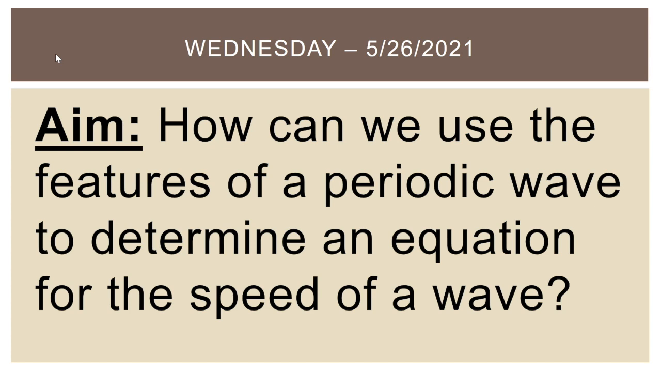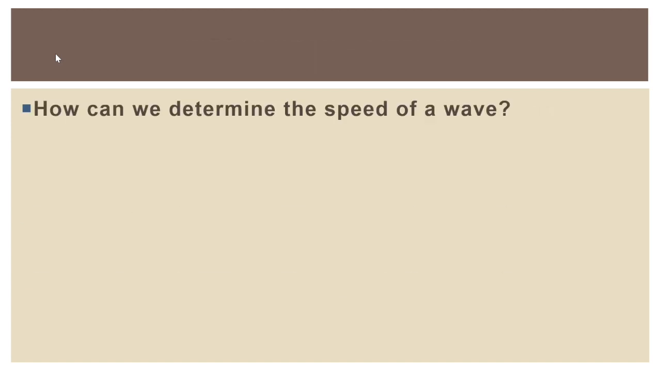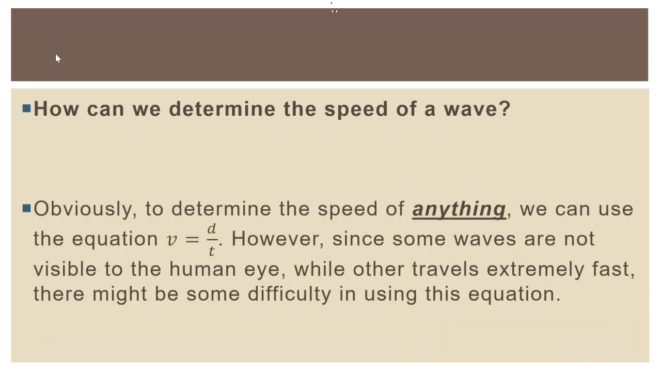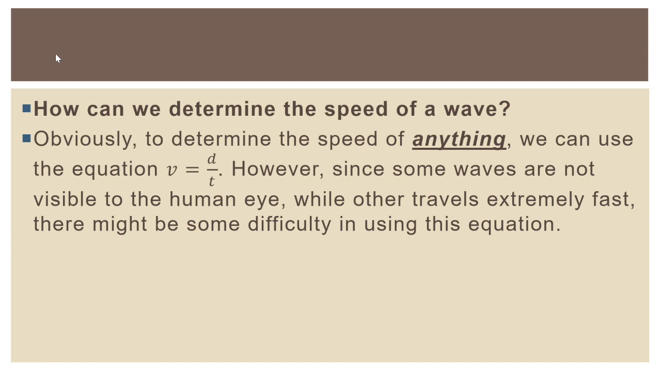Implicit in everything we've said so far this year, specifically the point that a wave transmits energy, is that it moves from one point to another point. And so it should be pretty clear to everybody that if a wave moves from one point to another point, it definitely has a speed. And so the first and most obvious question we want to ask here is, well, how do we determine the speed of a wave? And the answer to this question is probably not going to be all that surprising. We determine the speed of the wave the way we determine the speed of literally anything, which is to use the equation v equals d over t.